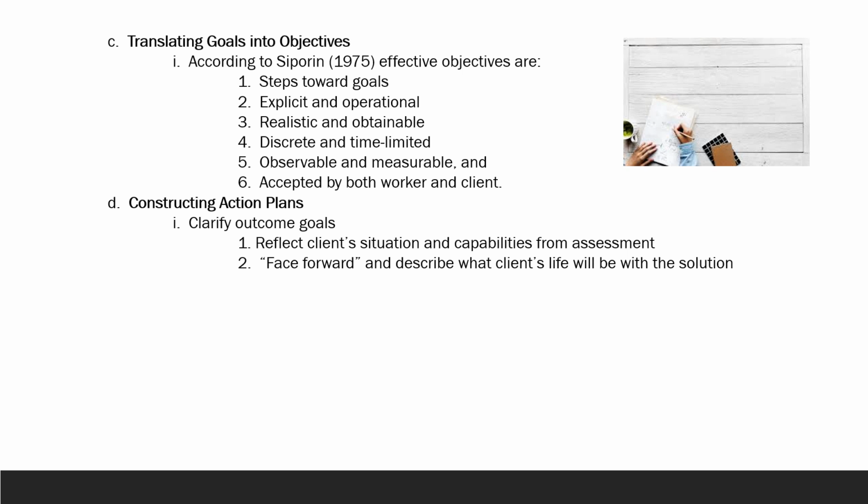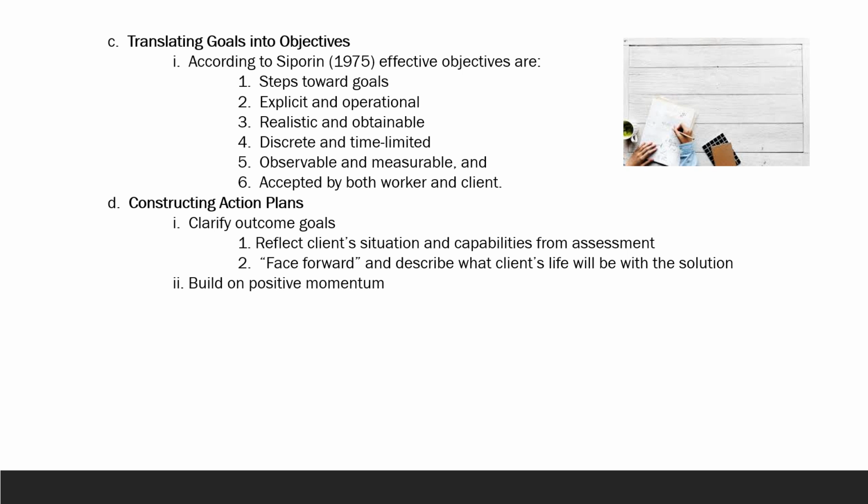Face forward. Remember how we've been talking about looking toward the future, and describe what the client's life will be like with the solution. Again, very much strength-based, solution-focused. We ask questions like, well, the miracle question. What would be the first thing you would notice when your life looks like this vision you have for yourself? Again, very face forward is the language of the book used. I even put it in quotation marks there because I liked it.